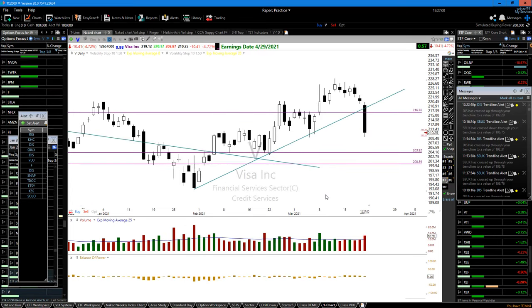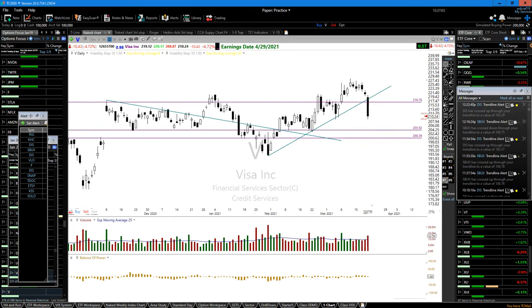Take a look at something like Visa. Visa pulling back today, and I can guarantee you there were a ton of people that anticipated that this was going to go higher here. And they bought that trade before there was any proof of buyers coming in. Okay? And they just got their head handed to them.